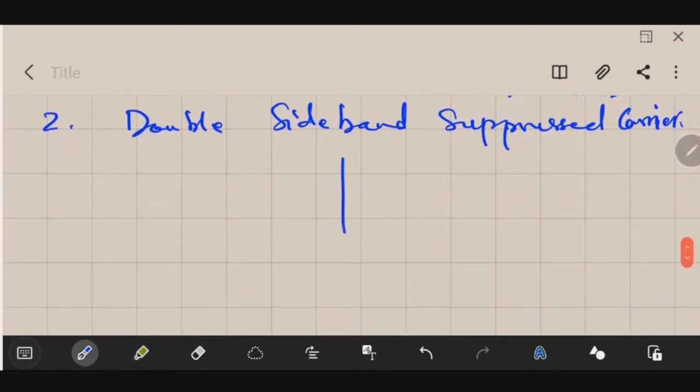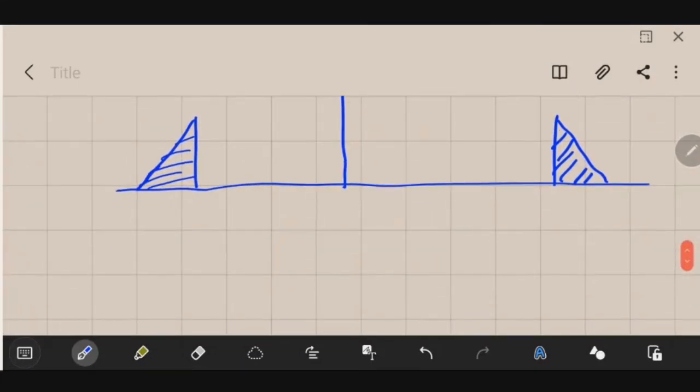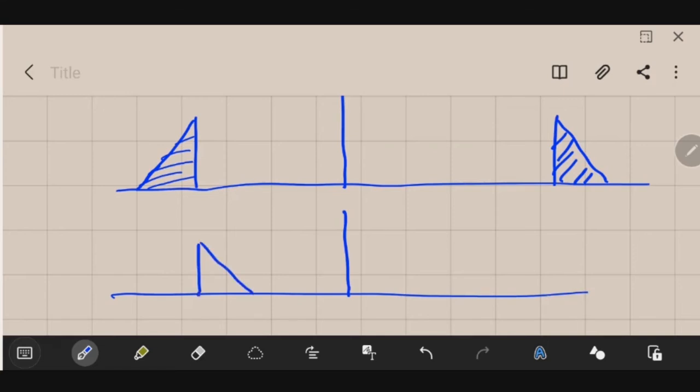As the name implies, it will be like this. It will be either like this or it could be like this. So either the upper sideband, USB, will be present, or the lower sideband will be present. So this kind of transmission is called single sideband.